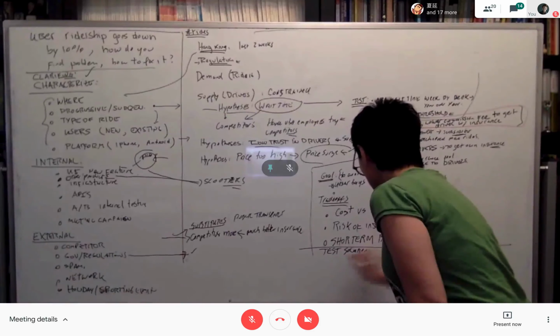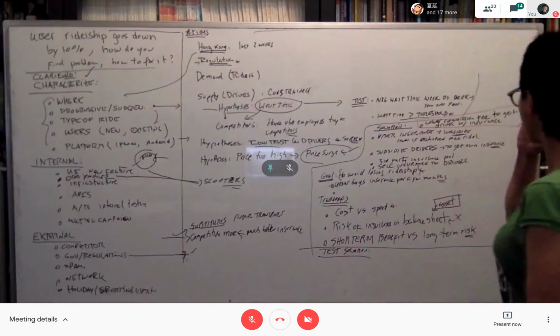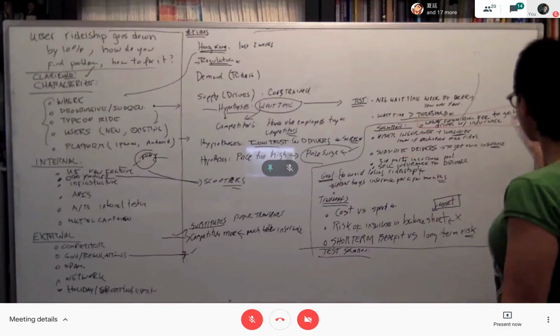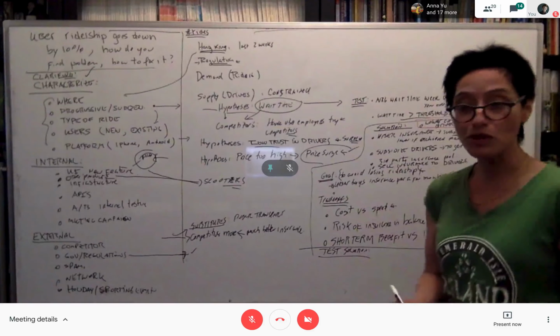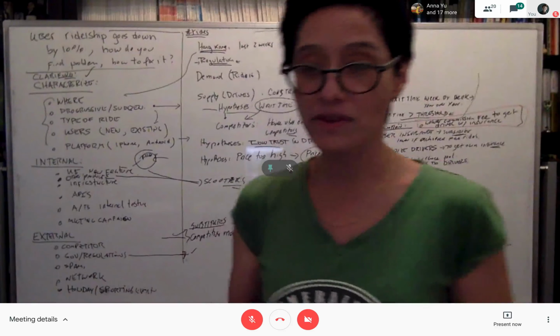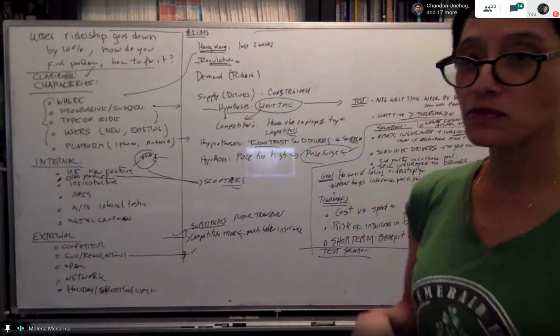Right? And so let's say that we go with Himanshu's idea. You lower the commission fee to get all those drivers that have insurance and so on. How do you know if you're successful?